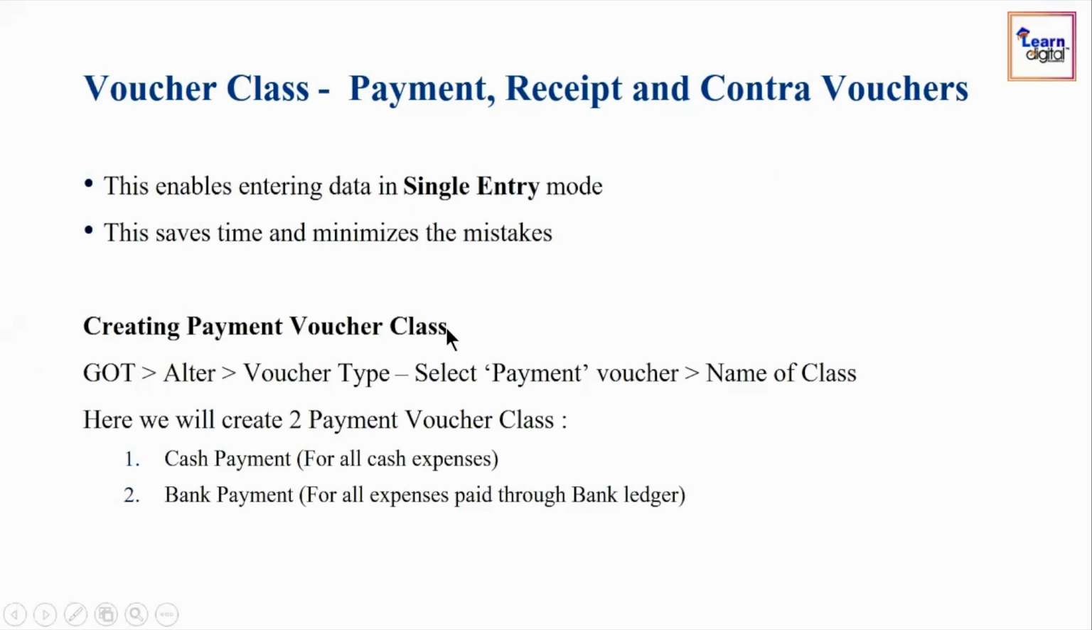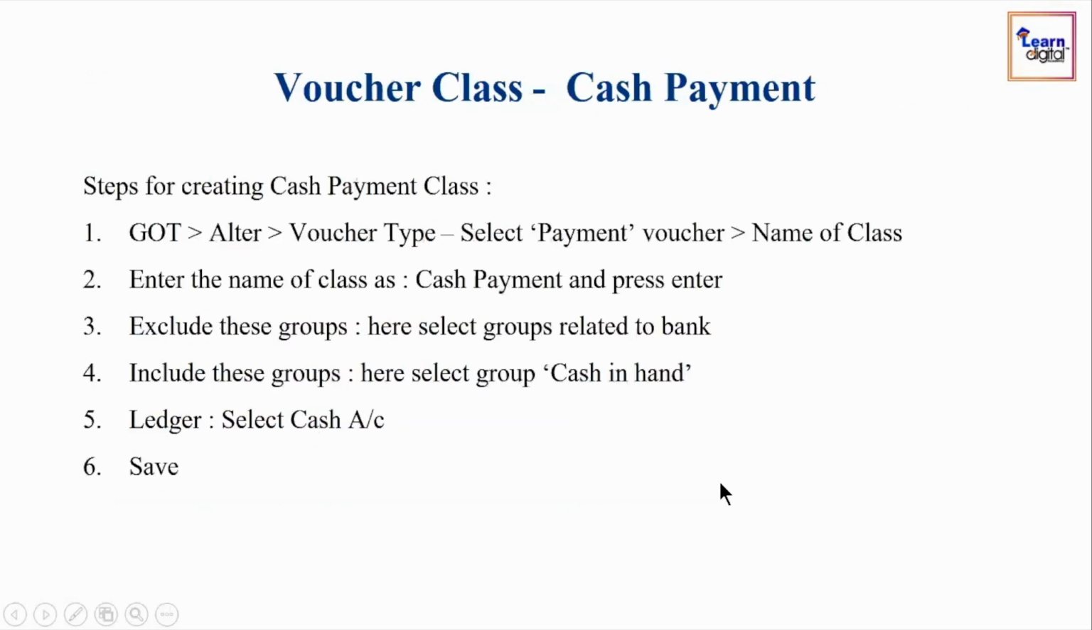So how to create the same? Go to Gateway of Tally, Alter Voucher Type. Suppose we are creating a voucher class for payment voucher. So select the payment voucher and create the name of the class. Here we will create two types of voucher classes for payment voucher. One will be cash payment and the other will be bank payment. Cash payment class will be used for making all cash expenses, and bank payment class we will use for making all types of expenses through the bank account. So let's create both the classes.